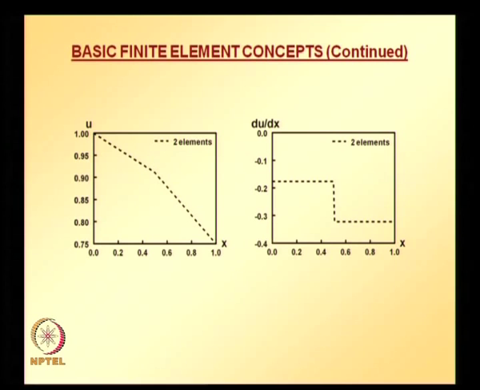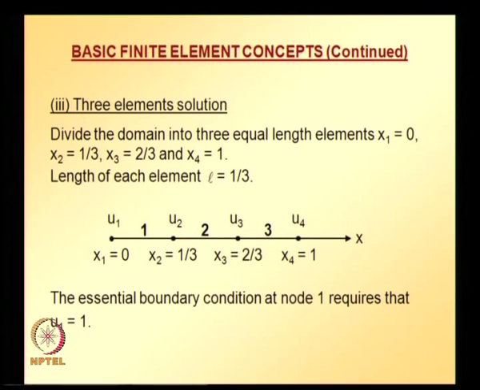So, we can go further and use three elements. So, divide the problem domain into three elements, each element having length 1 over 3, and all elements have same length, and the coordinates of nodes are shown in the figure there. Node 1 corresponds to x is equal to 0, node 2 corresponds to x is equal to 1 over 3, node 3 corresponds to 2 over 3, node 4 corresponds to 1, and the essential boundary condition is prescribed at node 1. And also natural boundary condition, or u evaluated at x is equal to 1 corresponds to u 4 now.